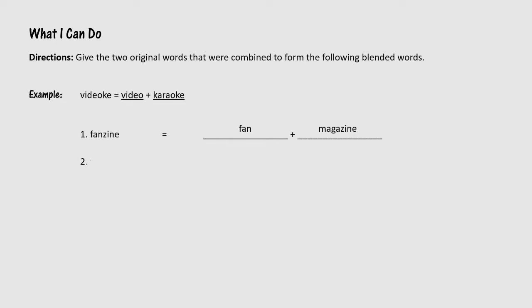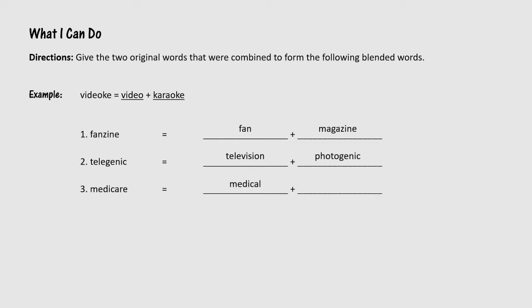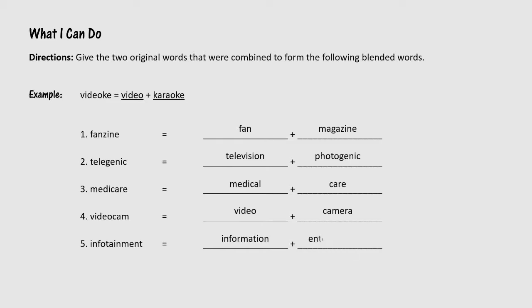Give the two original words that were combined to form the following blended words. Example, videoke equals video plus karaoke. Fanzine, fun magazine. Telegenic, television, photogenic. Medicare, medical care. Videocam, video camera. Infotainment, information, entertainment.